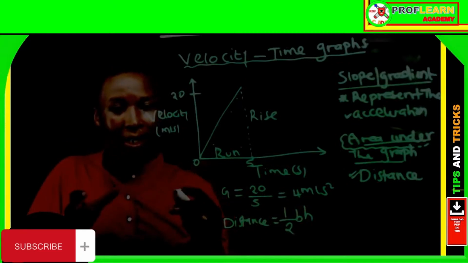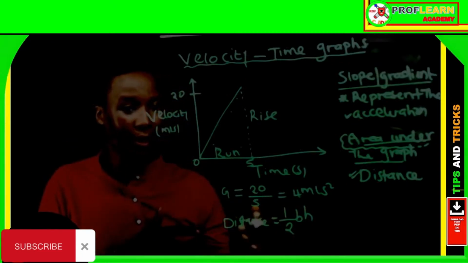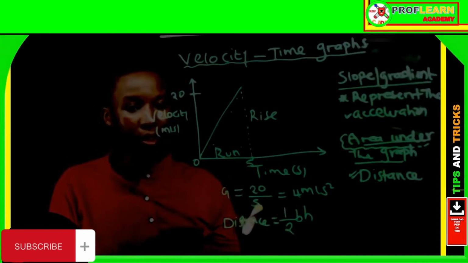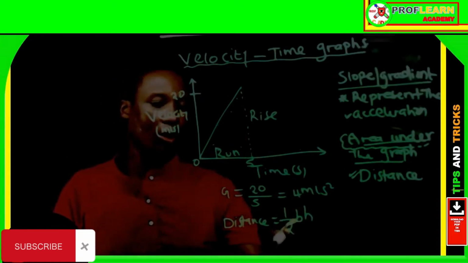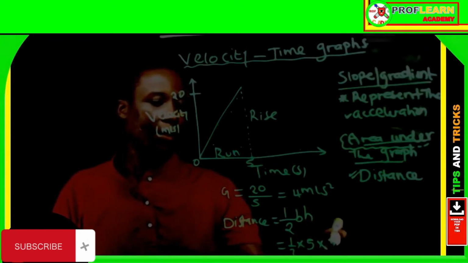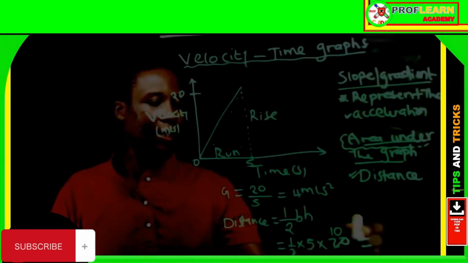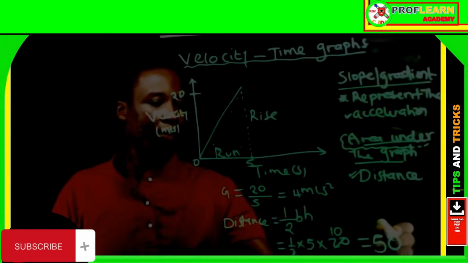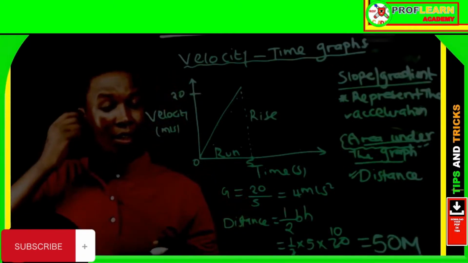So you need to understand that at the end of it all, we are not going to write the units for area. We are going to write the unit for distance because the area represents the distance. So this is going to be a half. Our base is 5, you can see here, and then our height is 20. So if we work out this, we're going to get 10 here, and finally it will be 50 meters. So this object covered a distance of 50 meters.